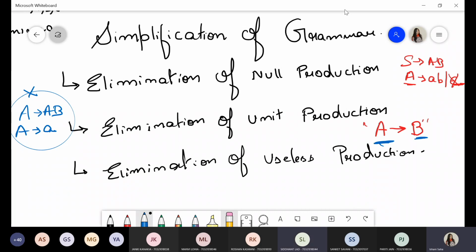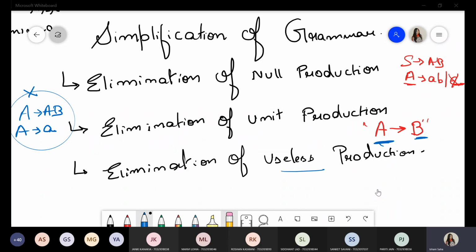Yes, ma'am. Okay. And what are useless productions? There are some productions which are not reachable from the start symbol, then why include such productions? We'll discuss useless productions in more detail when we talk about the elimination of useless productions. Right now, just understand what a null production is and what a unit production is.